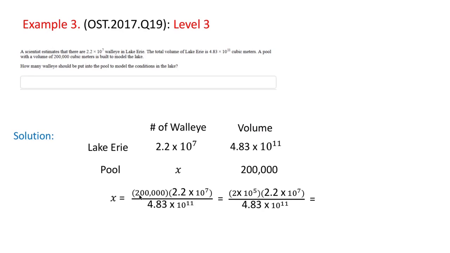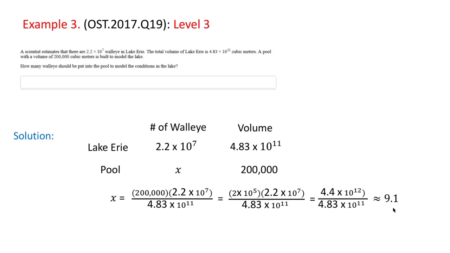So now I'm turning this into scientific notation. That's 2 times 10 to the power 5, so I have 5 zeros. So now I multiply 2 times 2.2, and I add the 5 and the 7. 4.4 times 10 to the power 12 over 4.83 times 10 to the power 11. So if you do the math, you get about 9.1.